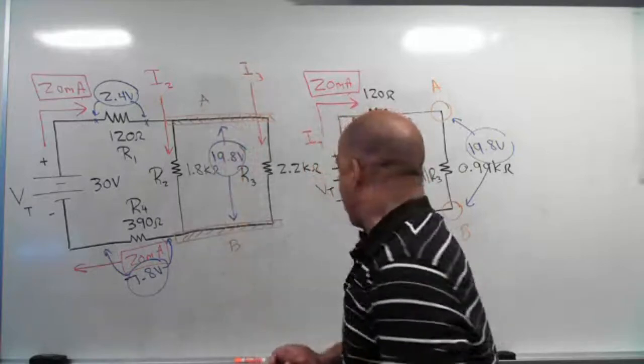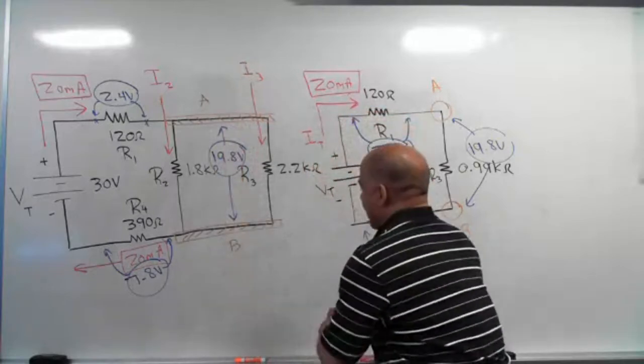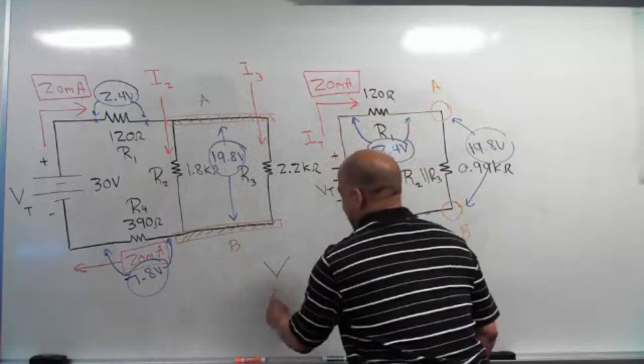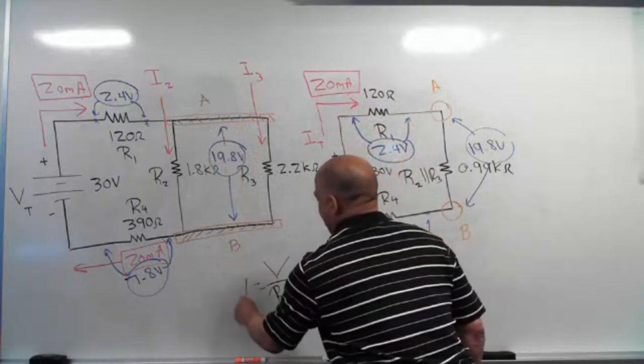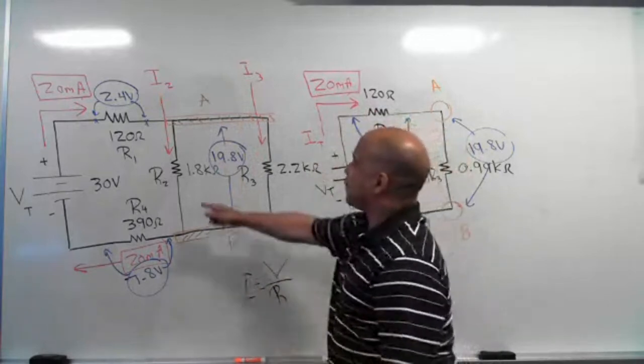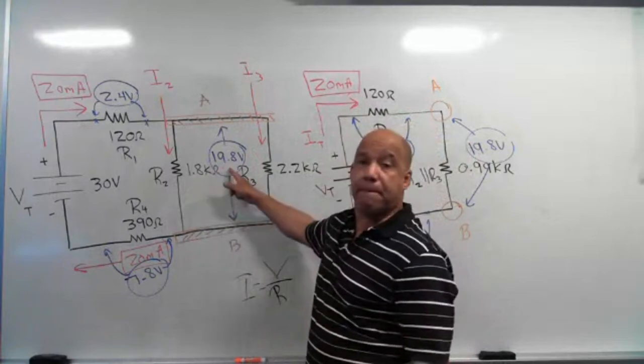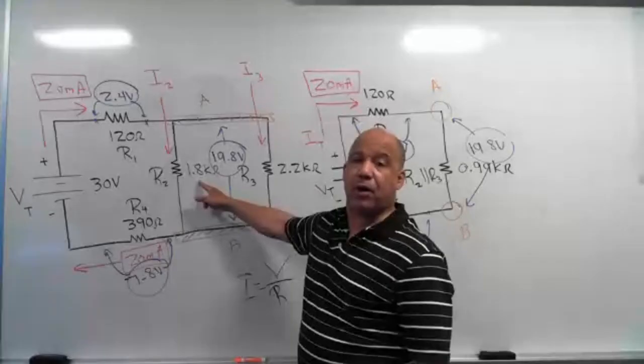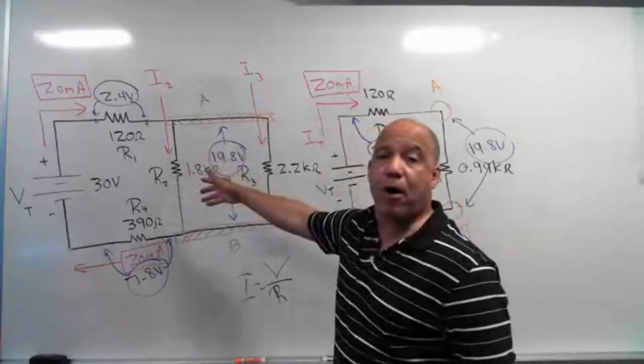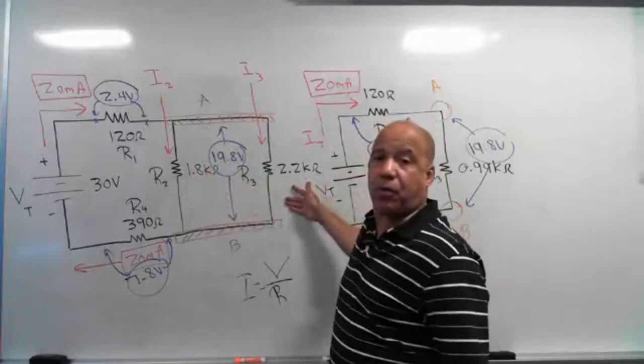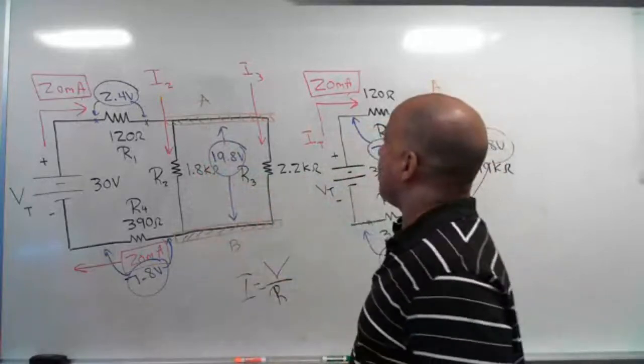Now, how do I find current? Well, if I want to find current, I got to know a voltage and I got to know a resistance, and that'll give me current. Do I know the voltage across R2? Yep. Do I know the value of R2? Yep. I can find the current for R2, I can find the current for R3, and then I'm done.